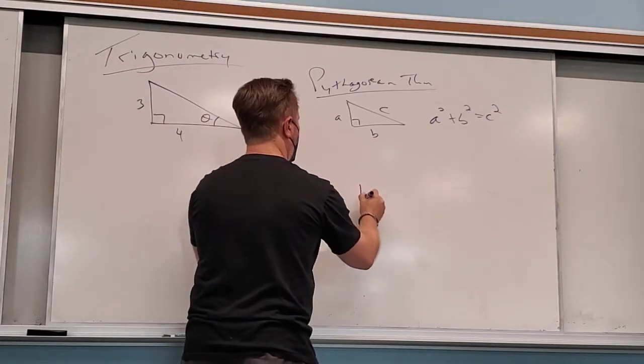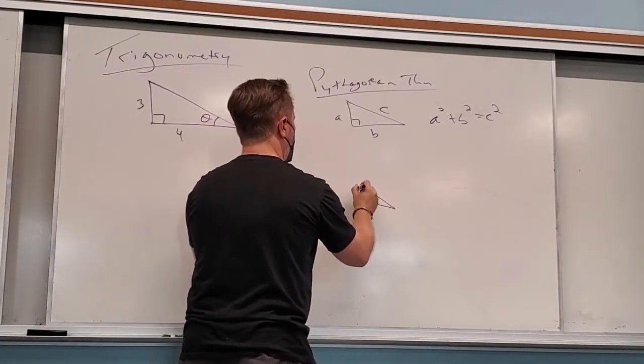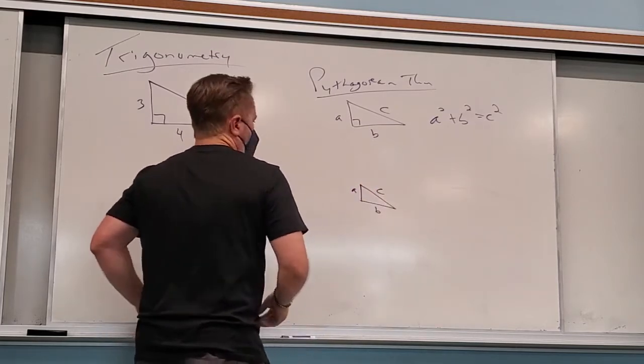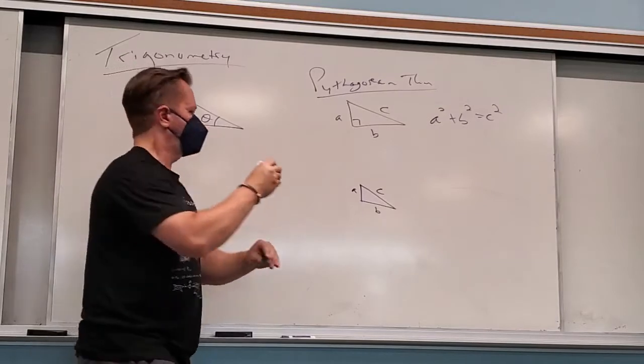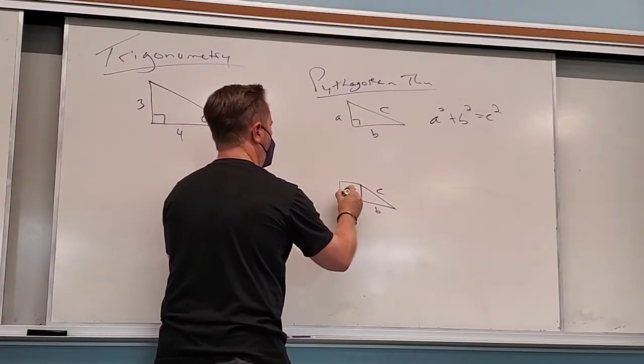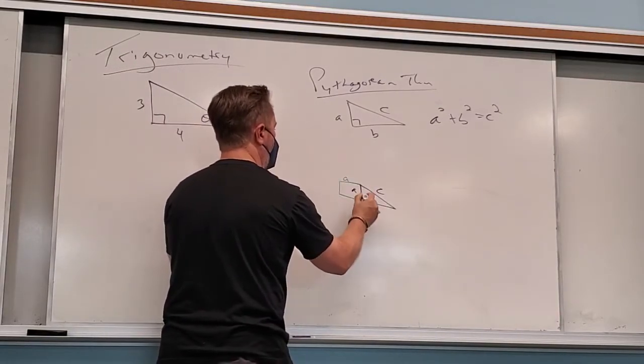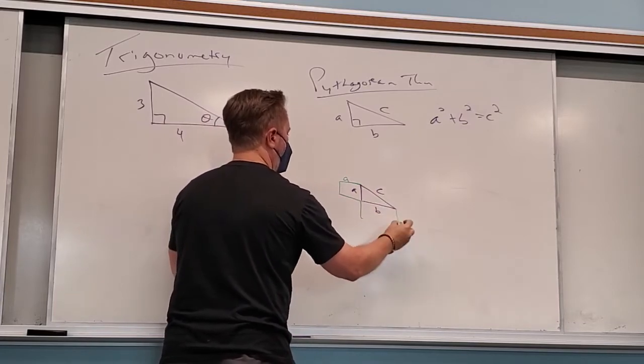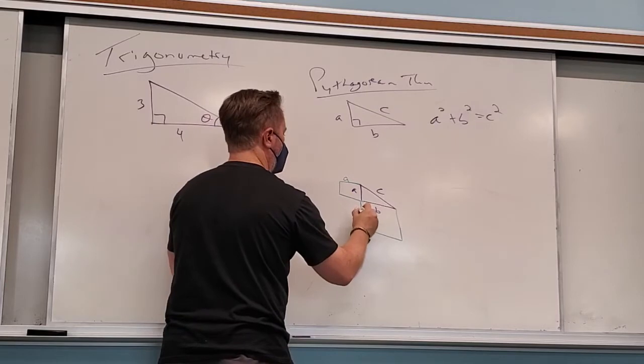I'm going to put it down here and make it a little bit smaller. You'll see why in a minute. So if I have A, B, C, stay with me, this is kind of cool. If I draw a square off of each side, so it's going to be A by A, is that cool so far? I'm drawing a square, trying to, off of each side.